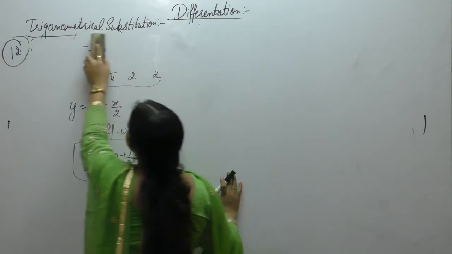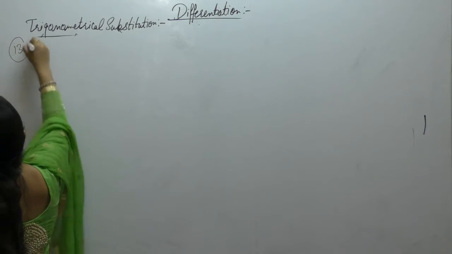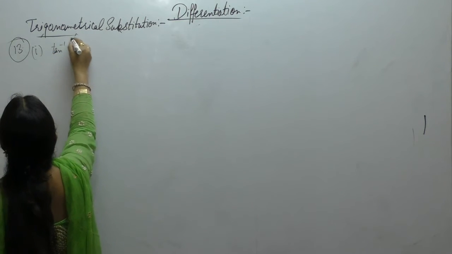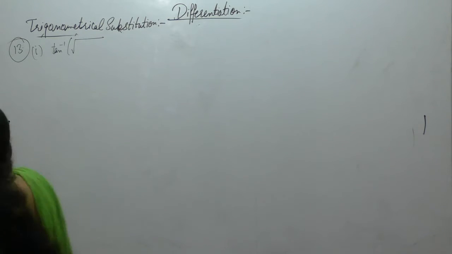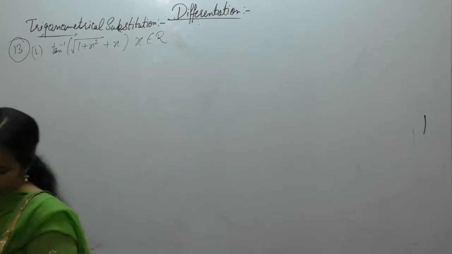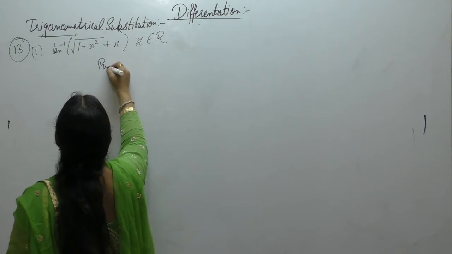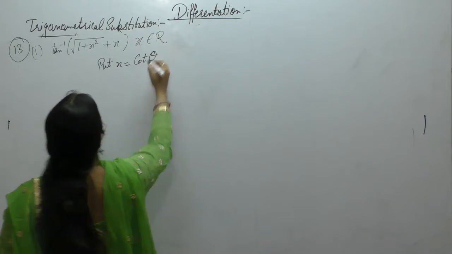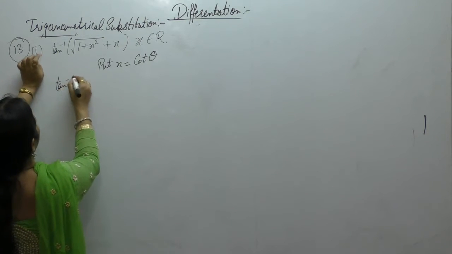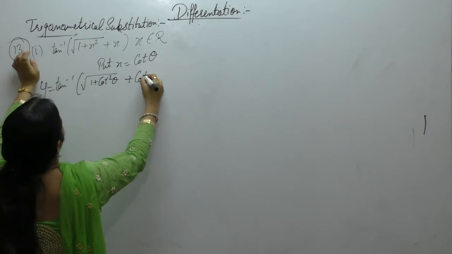Now the next one. First part is tan inverse of square root of 1 plus x square plus x, where x belongs to real numbers. Put x is equal to cot theta here. 1 plus cot square is cosec square. So we get tan inverse of square root of 1 plus cot square plus cot theta.